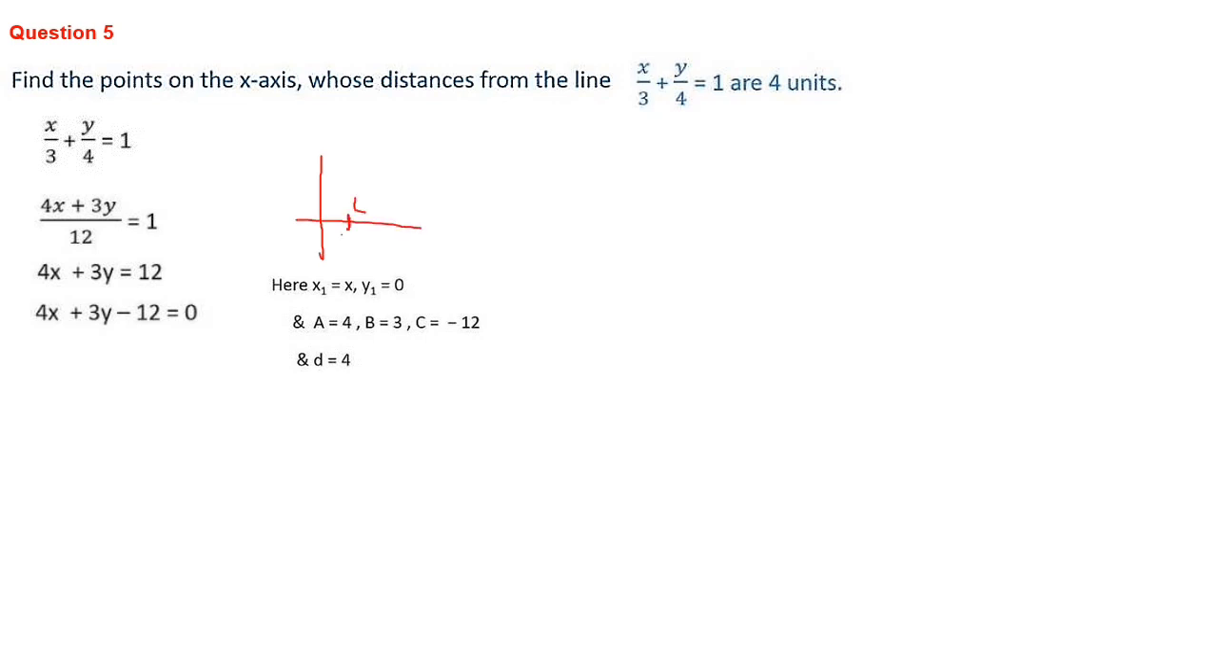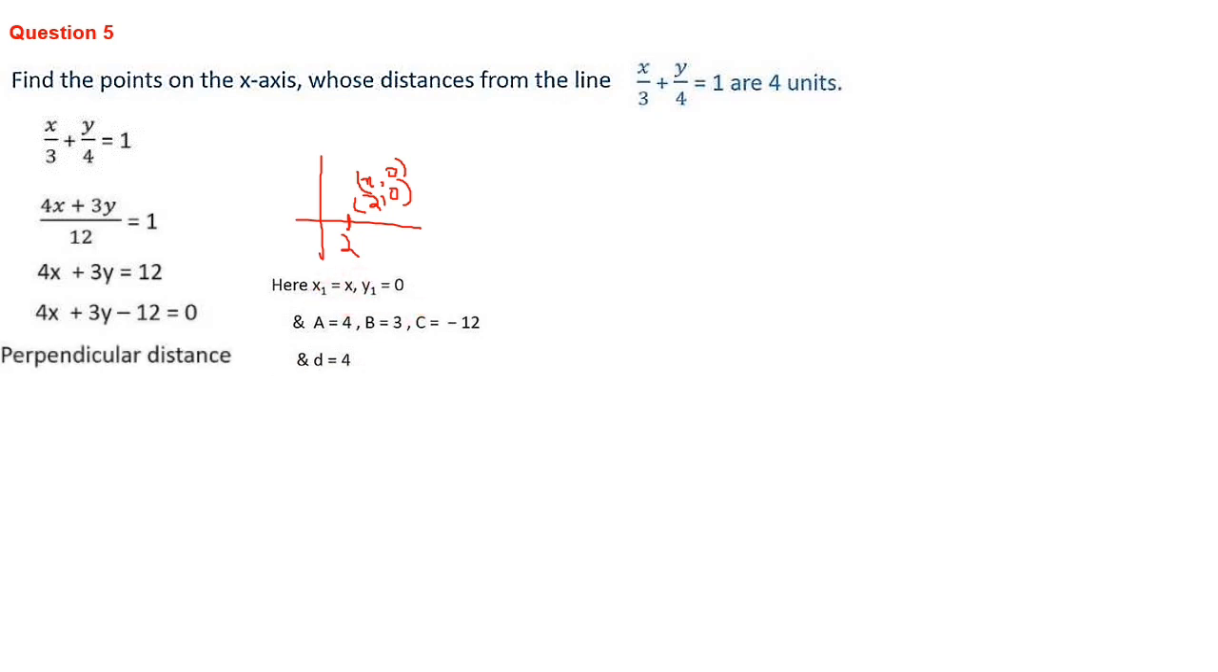See, for example, if you mark this one as 2, the y value will be 0. That means the general form: the x value will be there and the y value will be 0. So this is what we have to assume. That means x1 we assume as x and y1 we assume as 0. So (x1, y1) is (x, 0), since the point is on the x-axis. Then from this equation, a we can take as 4, b as 3, and c as minus 12. And the distance is also given to us, it is 4 units. So d is equal to 4 units. If you find the value of x, our work is over.